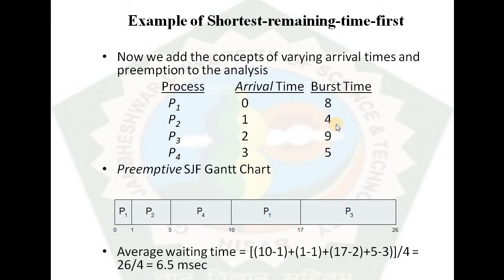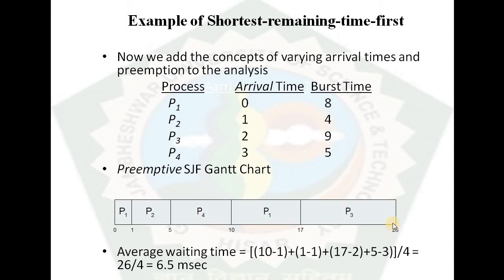Now we have only 2 processes remaining, that is P3 and P1. The total requirement of P1 was 8 and it has completed 1 millisecond, so the remaining requirement of P1 is only 7 milliseconds, and P3 is 9 milliseconds. Between 7 and 9, 7 is smaller, so P1 will be allocated the CPU till its complete execution because no further processes are coming. Lastly, only one process remains, that is P3, and for 9 milliseconds it will be allocated the CPU.